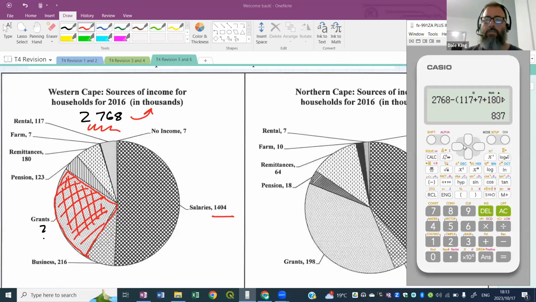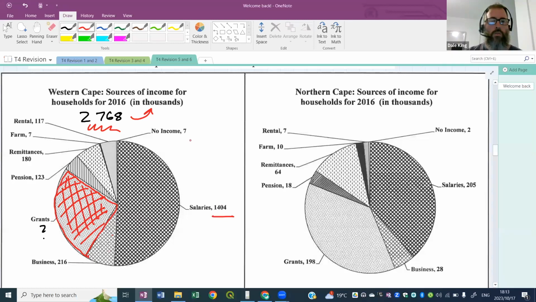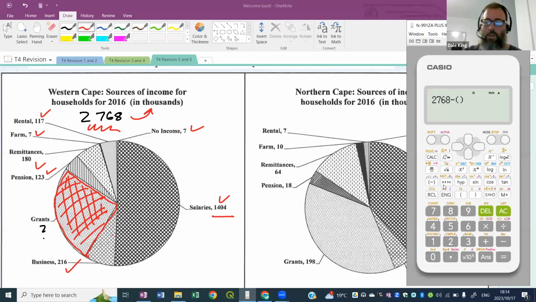Let me show you what I did. So what I'm doing is I'm taking the 2768, which is the total number of households for this whole pie, and I'm going to subtract all these numbers, the 117, the 7, the 180, 123, 216, 1404, and 7. I just want to make sure that I haven't made a mistake. So I'm going to do it again. So I'm going to say 2768 minus 117 and 7 and 180 and 123 and 216 and 1404 and 7. So I made a mistake. I think I left out the pension 123 there. All right. So these people are getting 714.